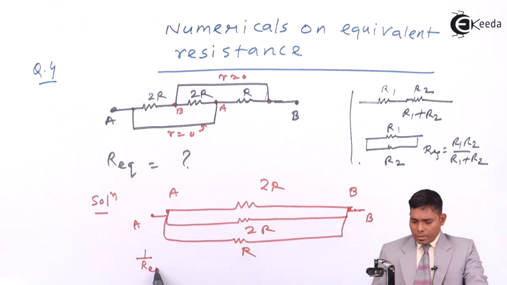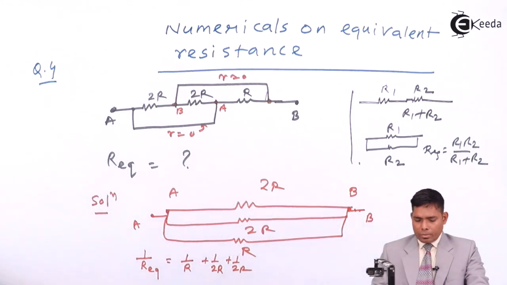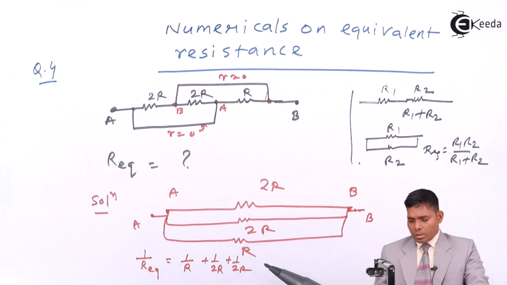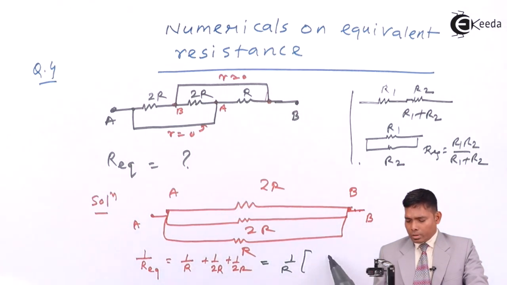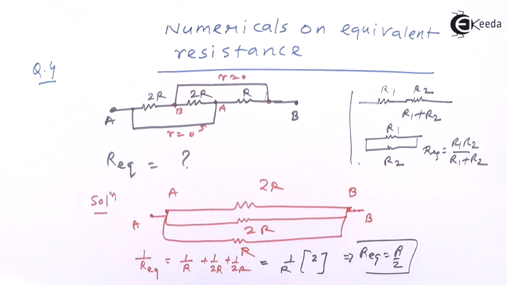1 upon R equivalent is 1 upon R plus 1 upon 2R plus 1 upon 2R. If I find the equivalent resistance of these two first, this will be R, and you can also solve it by that method. Otherwise you can do it this way. So 1 by R common: this is 1 and this is also 1, that is 2. So 2 by R, which implies R equivalent is R by 2. This is the answer to this question.